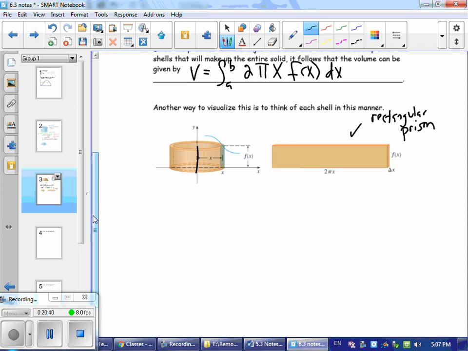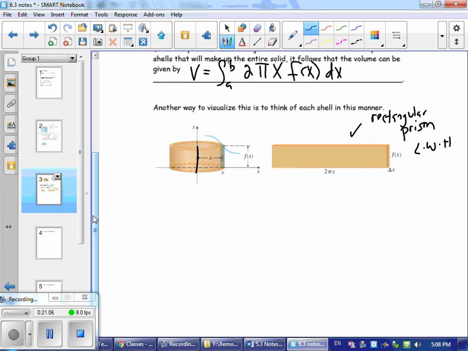And how do we find the volume of a rectangular prism? Length times width times height. The length is 2 pi x, because the length of this prism is basically the circumference of that circle. If we folded it back together and made a circle, it would just be the circumference. The width is delta x, and the height is f of x.